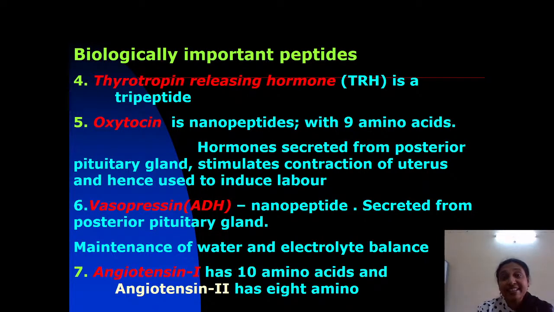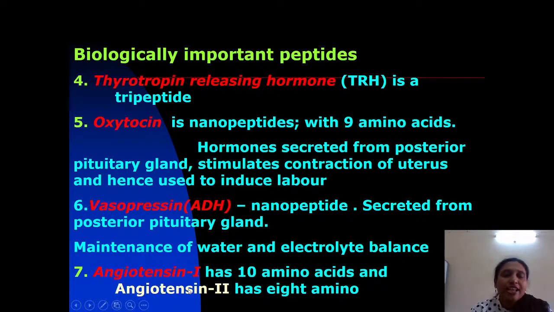If there is a deficiency of ADH, there is polyuria. Polyuria means increased urinary output, because of decreased reabsorption of water from the renal tubules. Now, this vasopressin, which plays an important role in the maintenance of water and electrolyte balance, is also a nonapeptide, a biologically important peptide.